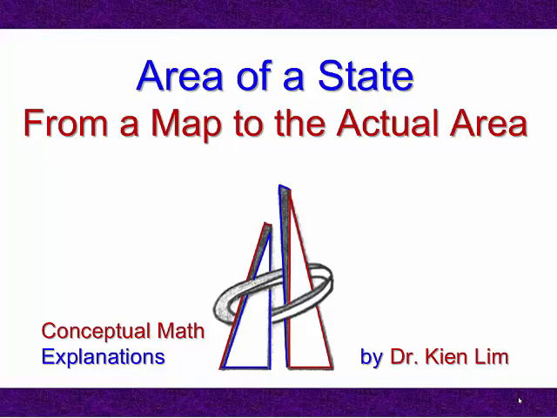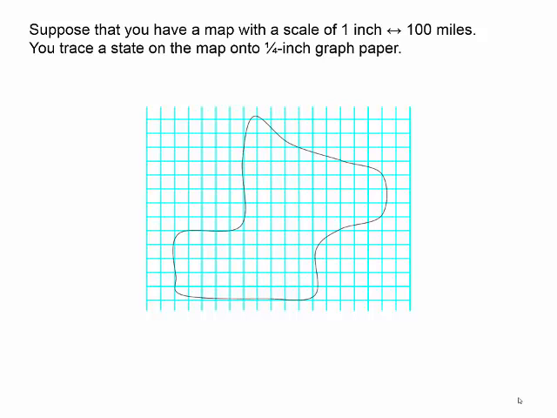In this video, we will learn how to find the actual area of a state given the size of its shape on a grid paper. Suppose that you have a map with a scale of 1 inch representing 100 miles. To determine the actual size of a state, you trace the shape on the map onto a 1/4 inch graph paper. The grid lines are spaced 1/4 inch apart. That means each square is 1/4 inch by 1/4 inch.